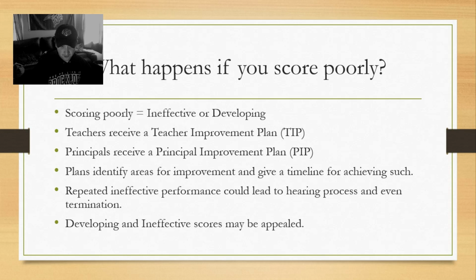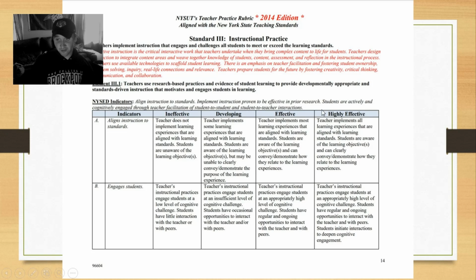And then, a little interesting, the developing and ineffective scores may be appealed. If they felt that they were wrongly given that grade, then they can appeal it, which actually kind of goes back to the point that I was saying, that there's no clear divide, right? If it's super close and they get the lower part, they might think that they got the higher, I don't know.